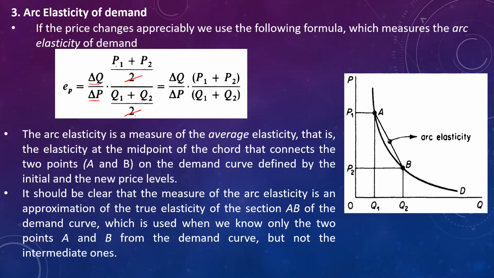Between these two points, we take the average. So this is the average elasticity, that is, at the midpoint of the chord joining the points A and B. It should be clear that the measure of arc elasticity is an approximation of the true elasticity of section AB of the demand curve, which is used when we only know the two points A and B from the demand curve, but not the intermediate ones. We don't know the intermediate points, we only know the two points. In such cases, we use the arc elasticity.